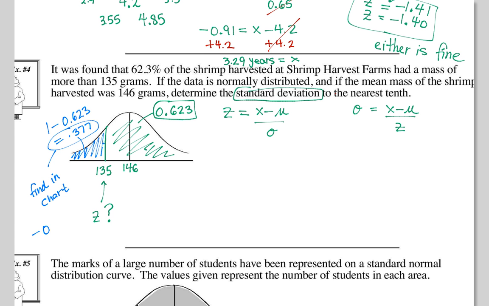I got negative. It's on the negative side. 0.3 what? This is what I got for a z-score. I used 3707. Oh, that's not good. I screwed up. Do you think I screwed up? I think I screwed up. There's a better one, right?